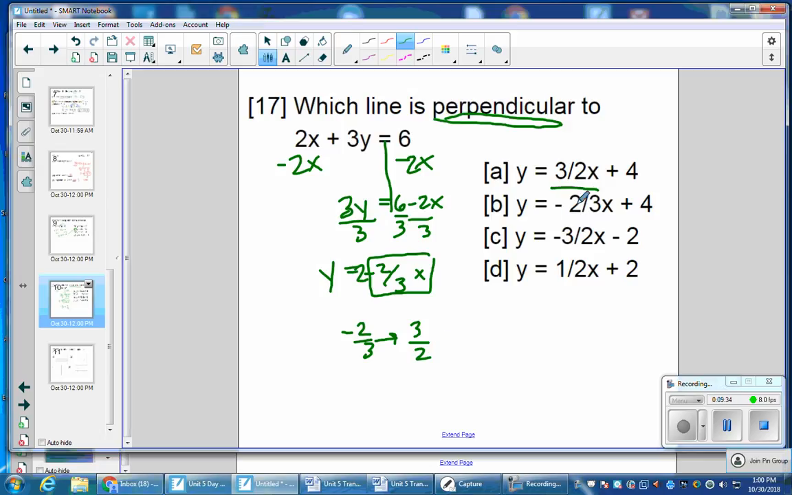So all we're looking for is the slope. We don't care about the y-intercept because it just asks us to be perpendicular. It doesn't ask us to actually find the y-intercept. So the slope that we're looking for is A.